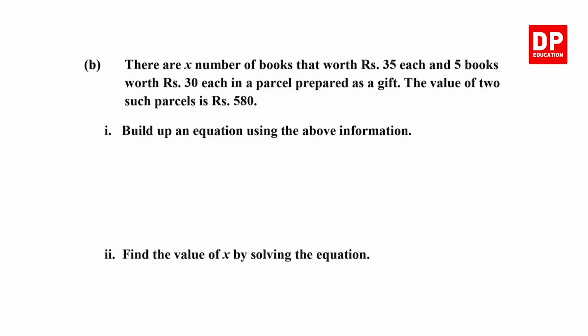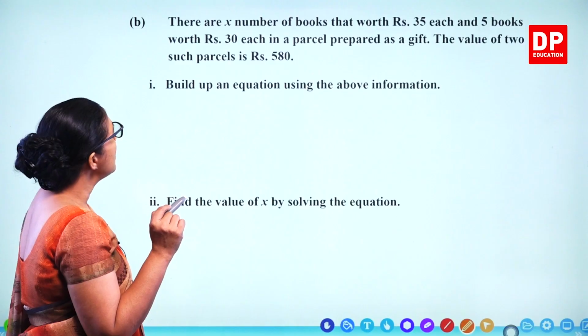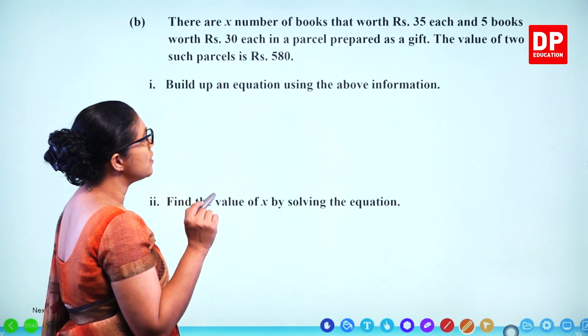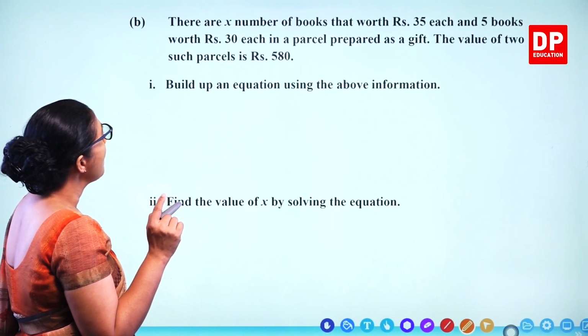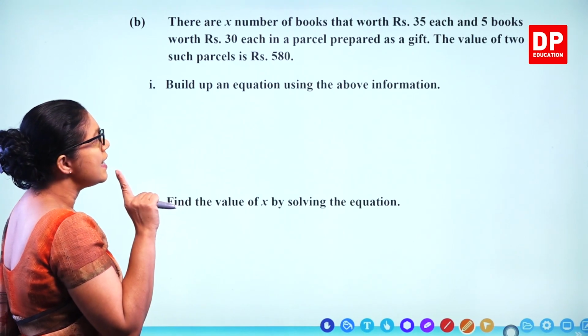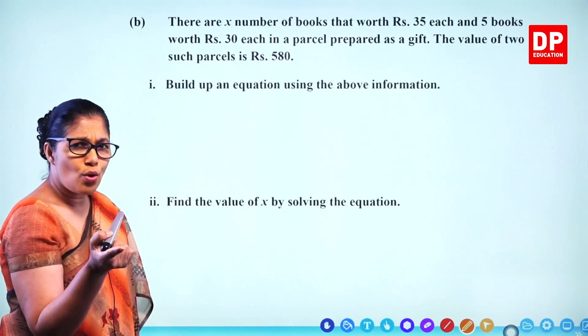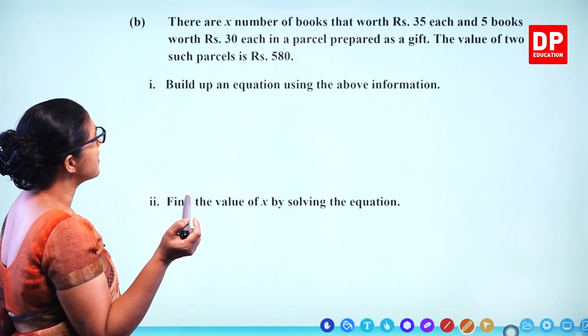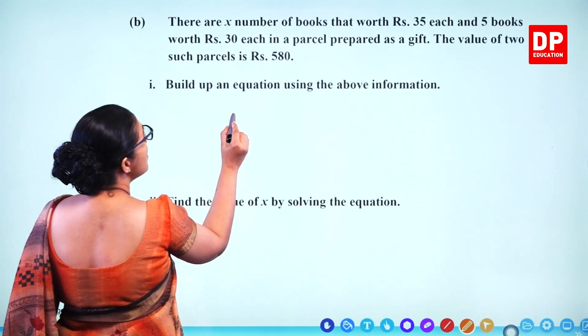Part B. There are x number of books that are worth 35 rupees each and 5 books worth 30 rupees each in a parcel prepared as a gift. The value of 2 such parcels is 580 rupees. Build up an equation using the above information. x number of books and each one 35. So what's the total? 35x. So 35x.